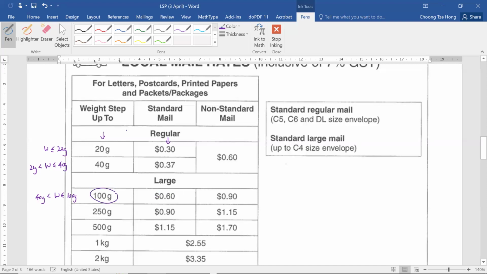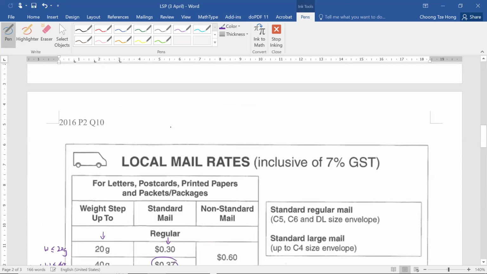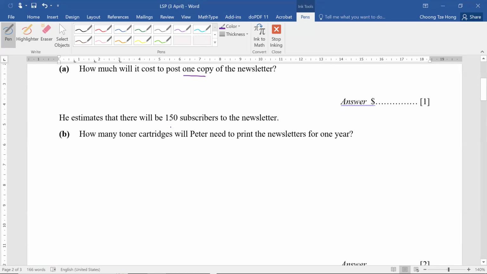Okay, so what we are mailing currently is 25 grams. So it should be quite obvious that 25 grams falls within this range: more than 20, but less than or equals to 40. And so the mailing cost for each newsletter with the envelope would be 37 cents, or $0.37. And that will be the answer to part A of the question.